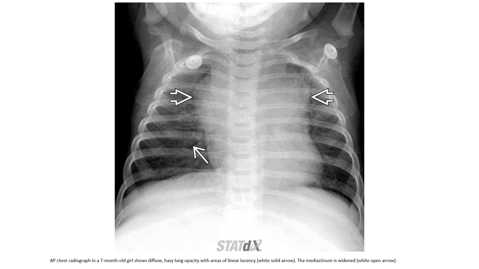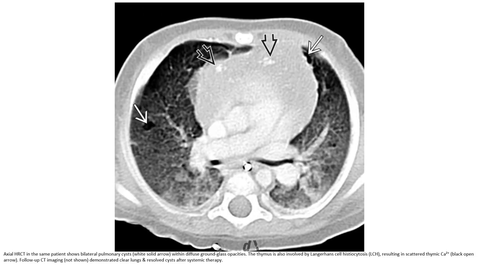So let's see this first case. This is the chest radiograph of a 7-month-old girl, showing diffuse lung opacity with areas of linear lucent cysts. The mediastinum is widened. So this finding is not lung specific, but let's see what we can see in the CT scan.